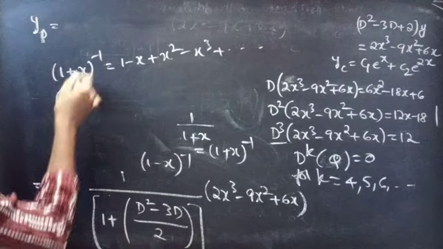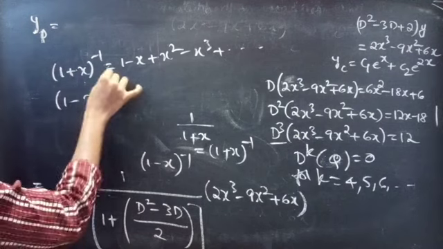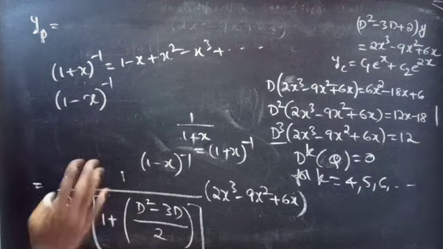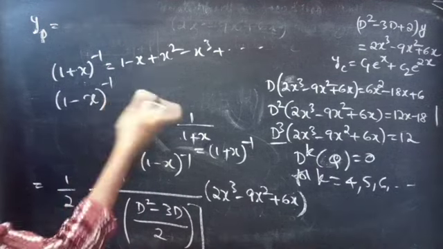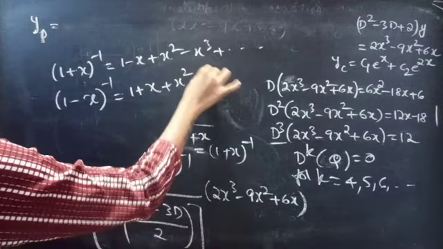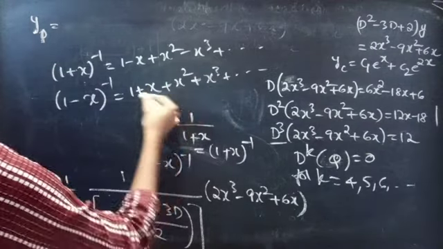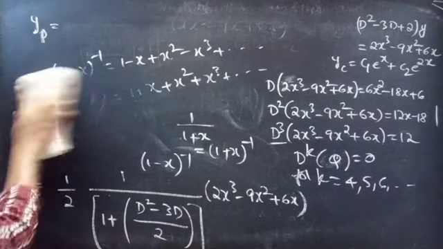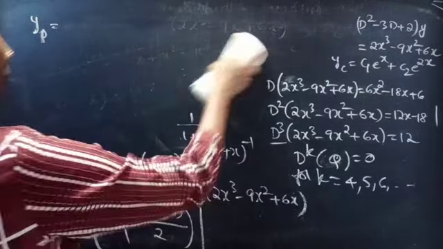There's a chance of getting confusion. So instead of using 1 plus x, you can also use the (1 minus x) whole inverse form, because here we have a possibility to use (1 minus x) whole inverse also. Here you don't need to change any signs, we'll have only plus. So I'll pick the second one and show you how to find yp using this.